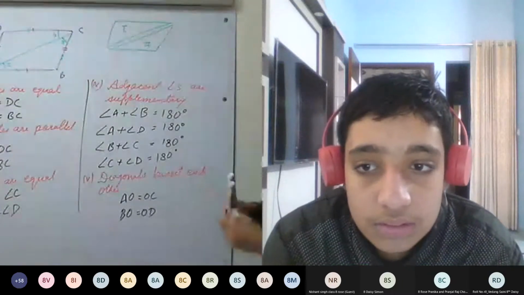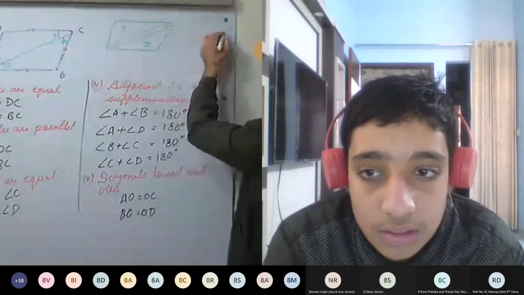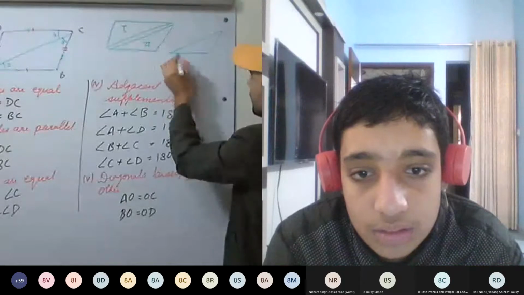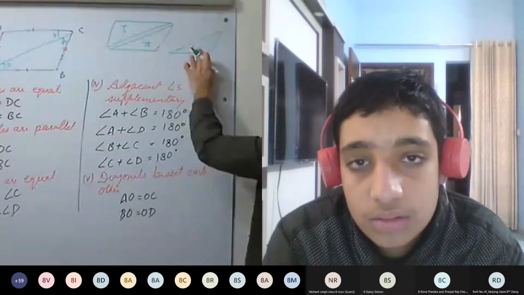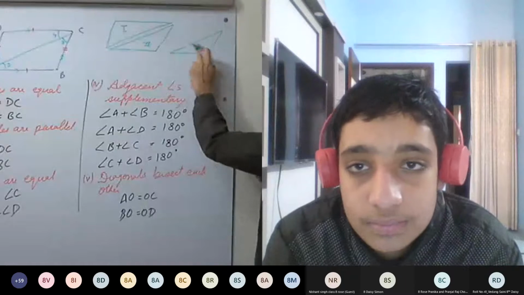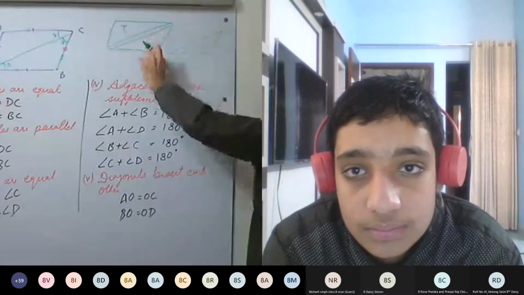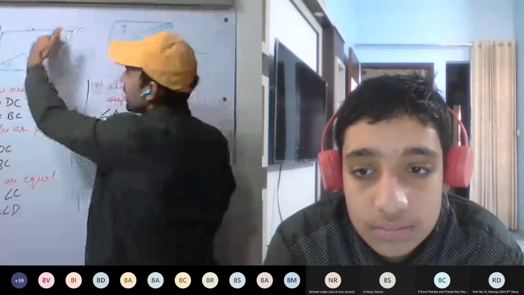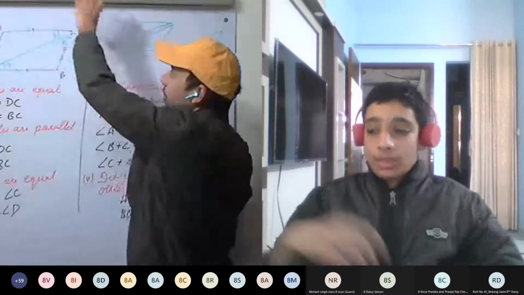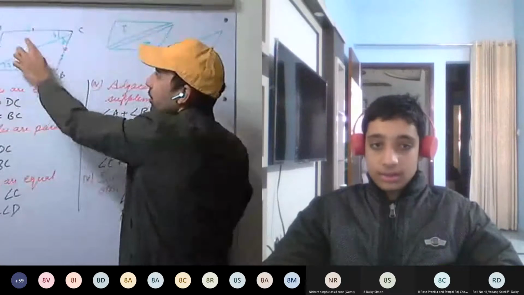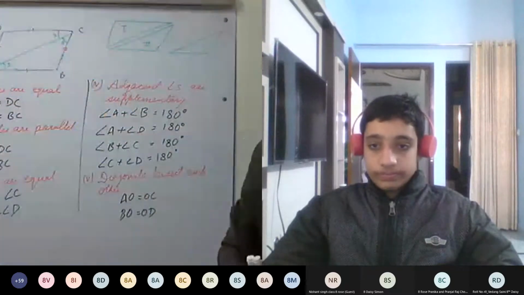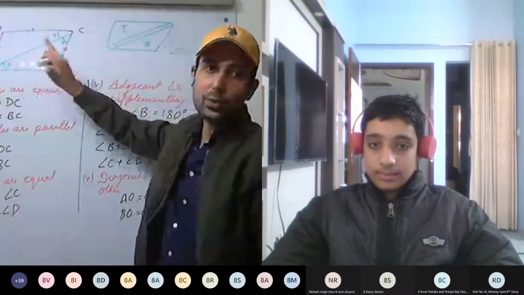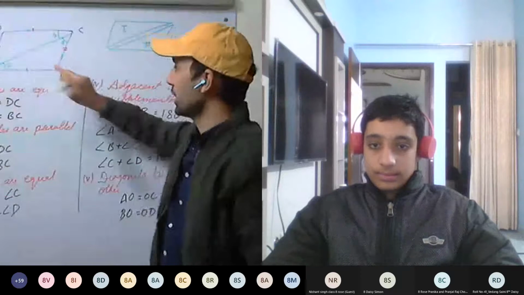If I rotate it by 180 degrees, this triangle will become something like this, and these two triangles will overlap. Cut it from here, then rotate it by 180 degrees, and they will overlap. That means these two triangles are congruent. The diagonal divides the parallelogram into two same triangles, two congruent triangles.